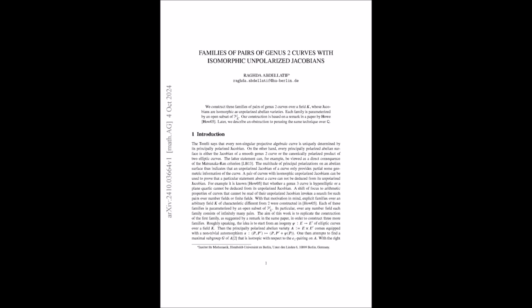Okay, I'm hooked. Tell me more about this quest. How do mathematicians even go about finding these curve pairs with isomorphic unpolarized Jacobians? It sounds like a real mathematical treasure hunt. Well, luckily for us, we have a treasure map of sorts: this paper, "Families of pairs of genus 2 curves with isomorphic unpolarized Jacobians" by Raghda Abdellatif. It outlines some really clever techniques for constructing these curve pairs.